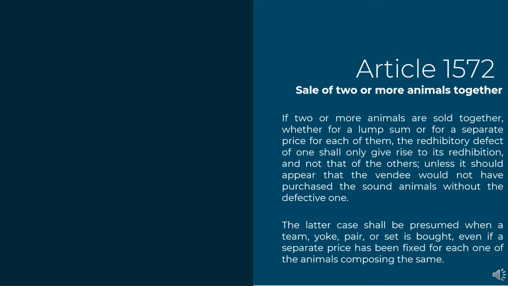This should be noticed that under this Article 1572, it is immaterial whether the price has been fixed for a lump sum for all the animals or for a separate price for each. An example of this case is when vendor sold vendee 2 Carabaos for 5,000 pesos. If one Carabao is defective, then vendor is liable sa kanyang warranty doon sa defective animal or defective Carabao only. In other words, si vendee is not entitled to return the sound Carabao unless he can show that he would not have purchased it without the defective one.